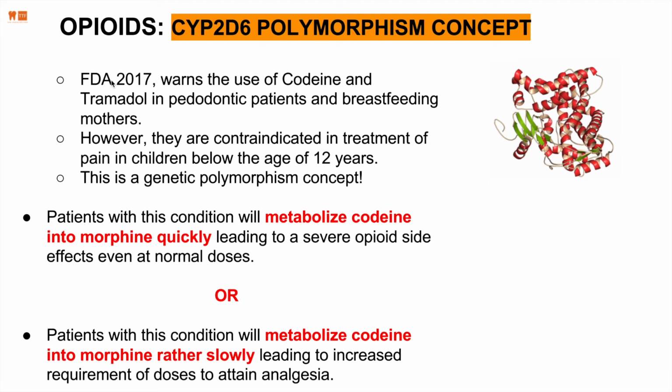CYP2D6 polymorphism concept. The FDA in 2017 warned against the use of codeine and tramadol in pedodontic patients and breastfeeding mothers. However, they're contraindicated in the treatment of pain in children below the age of 12. This is the genetic polymorphism concept. A patient with this condition will metabolize codeine into morphine quickly, leading to severe opioid side effects, even at normal doses, right? 1 in 12 people will have overactive CYP2D6.